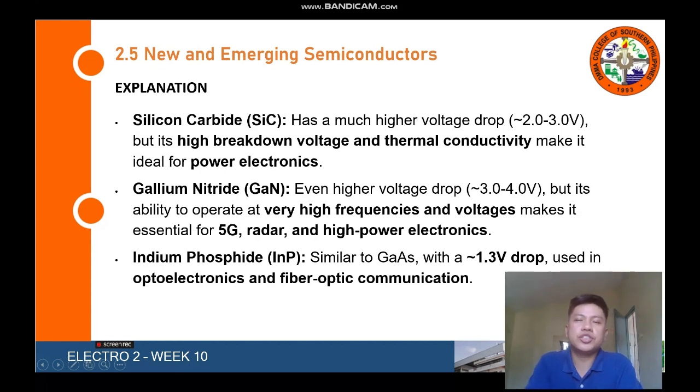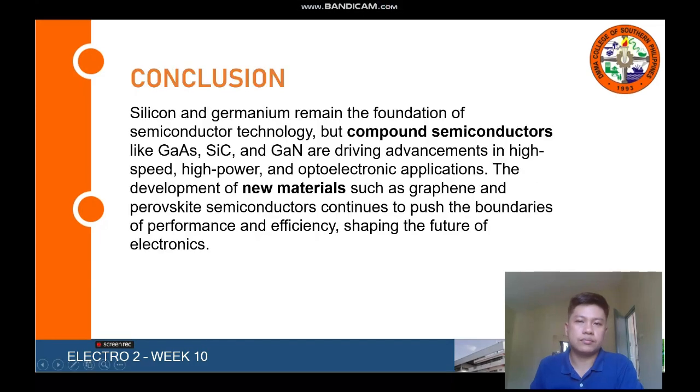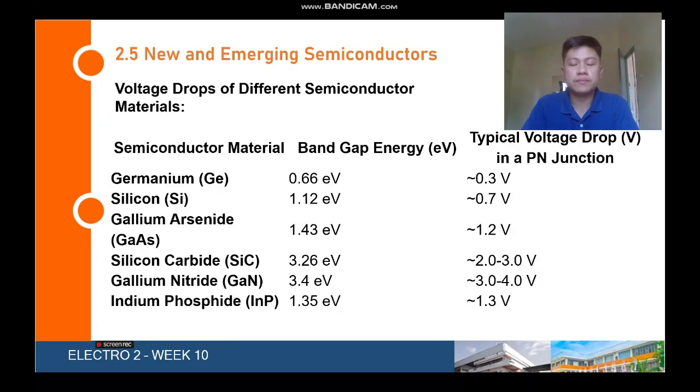As previously mentioned, gallium arsenide has roughly around 1.2 volts drop. So indium phosphide is close to that with approximately 1.3 volts drop, and it is used in optoelectronics and fiber optic communication. To sum it all up, silicon and germanium... the energy that it loses or gains is expressed in electron volts.